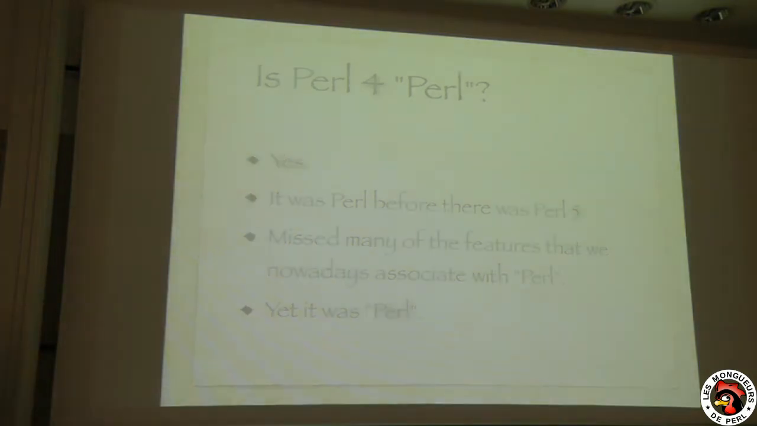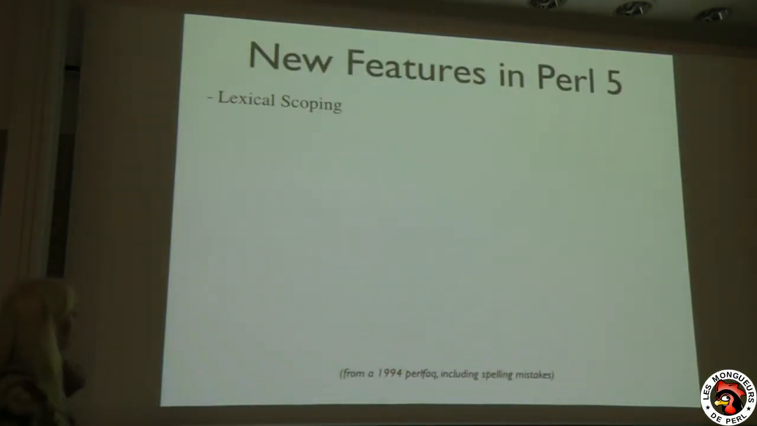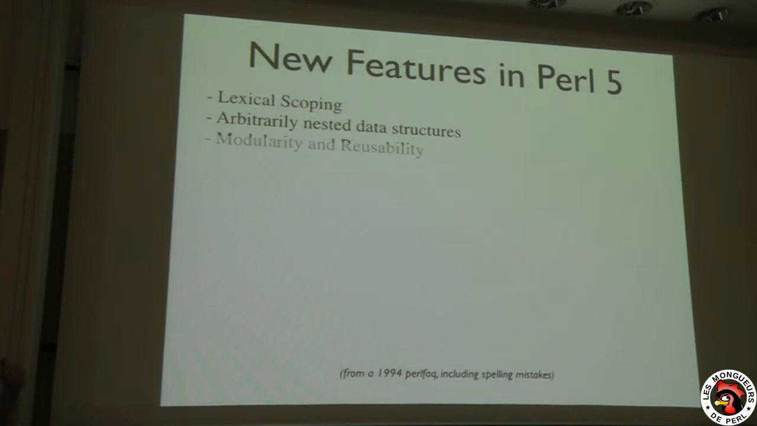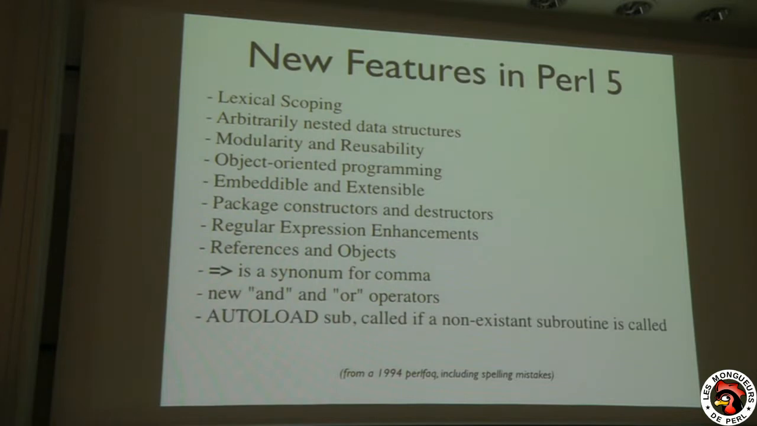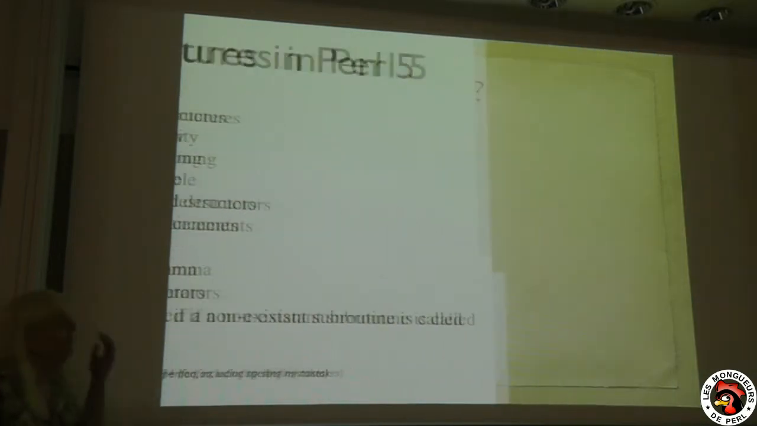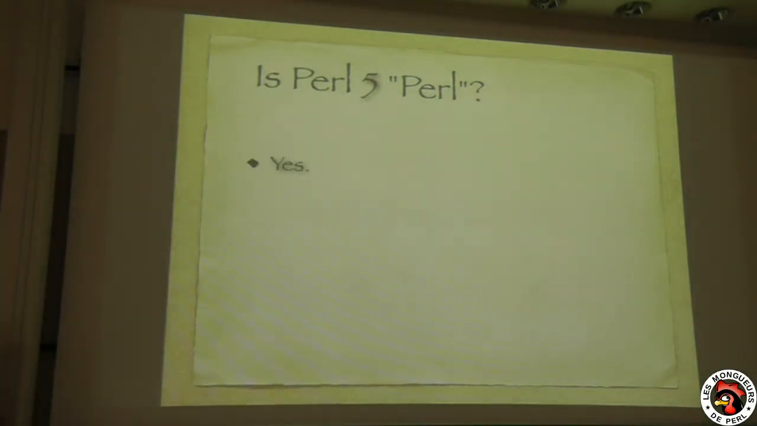So what were the new features of Perl 5? Lexical scoping. Data structures, regularity. Stuff. Right? Lots and lots of stuff. And spelling errors. Anyway, these are all things that came new in Perl 5. And who needs autoload? What are regular expressions? Objects? Well, so is Perl 5 Perl? I think we all agree on that. This is true.